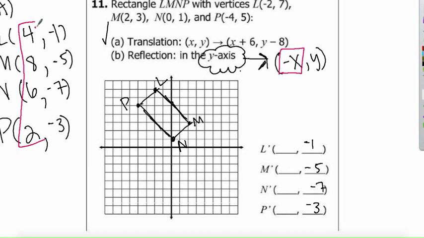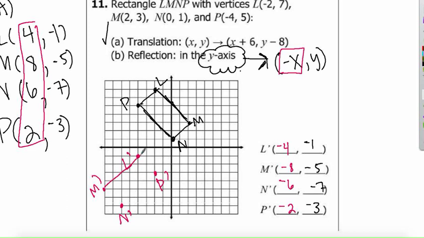So if they're positive, they become negative. If they're negative, they become positive. All of them happen to originally be positive, so they're all going to change their sign. So that's a -4, -8, -6, -2. So to give our final answer, we just need to plot these ordered pairs. So we've got -4, -1, that's L prime. M is at -8, -5. N is at -6, -7, N prime, and P is at -2, -3.